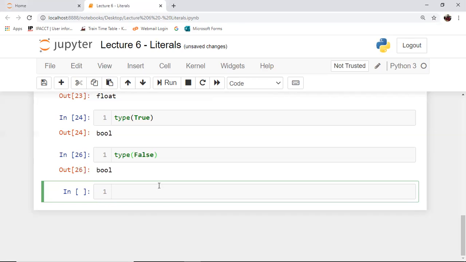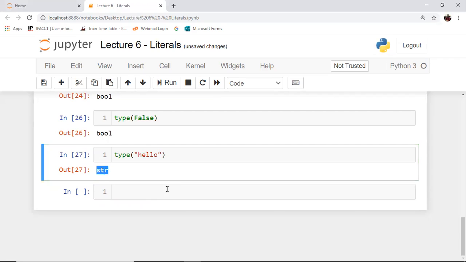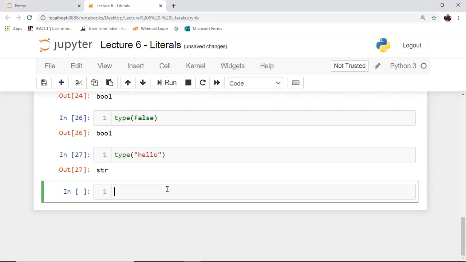Also, we can have string literals. Let's say a string such as hello is returning str. So str is short for string. So we have simple string literals.